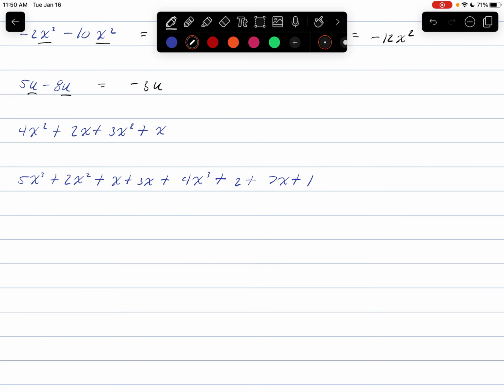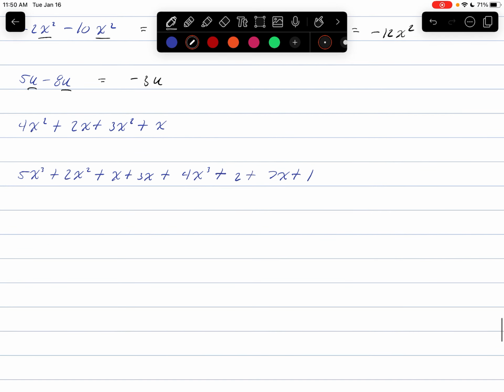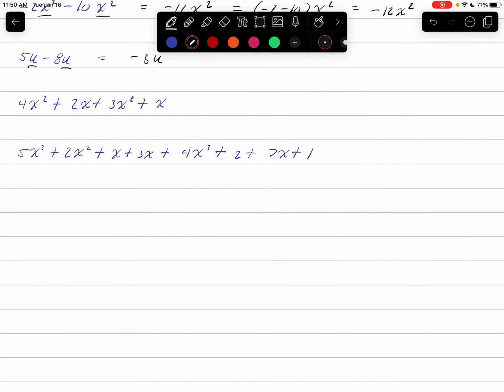Okay, here's a little bit more complicated of an example. Here we have 4x squared plus 2x plus 3x squared plus x. Okay, so here we're going to start by trying to find all of the terms that are like. We're going to try to find all of the like terms. We're going to try to combine them all. Okay, as much as we can at least.